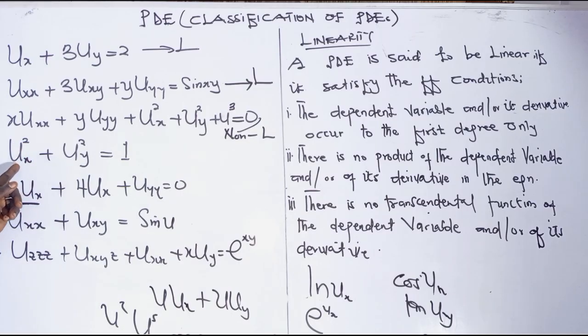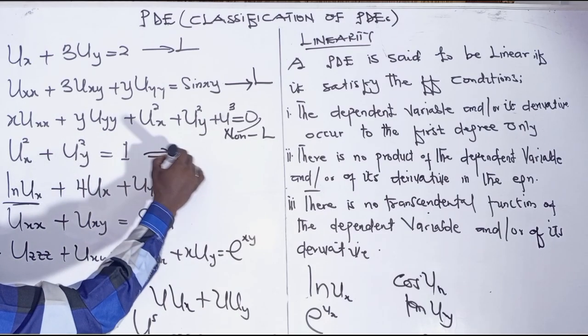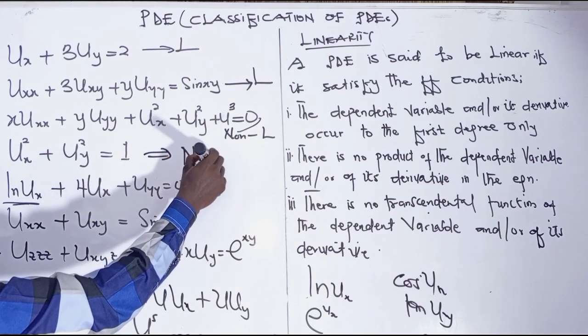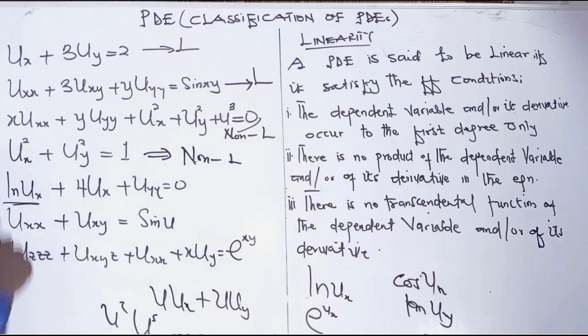Now let's look at this. We have ux degree 2 plus uy degree 2. So you can see that the first condition is not satisfied. So this PDE becomes what? A nonlinear PDE, because the dependent variable and its derivative do not occur to the first degree. It occurs to the second degree. So this becomes nonlinear.